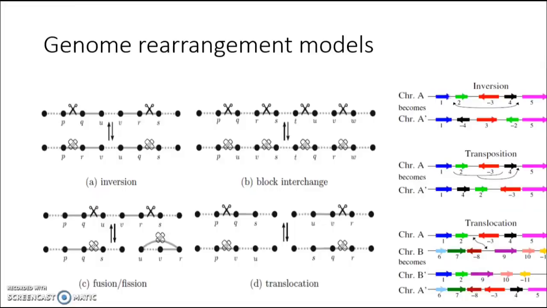Now, genome rearrangements have different types of models like inversion, block interchange or transposition, fusion or translocation. In the inversion, we can see that the direction and the position of the particular gene segment is inversed, and in the transposition, the position of the gene is changed with respect to other genes. In the translocation, the position of the genes among the chromosome is changed, and in the fusion, two sets of genes are combined.